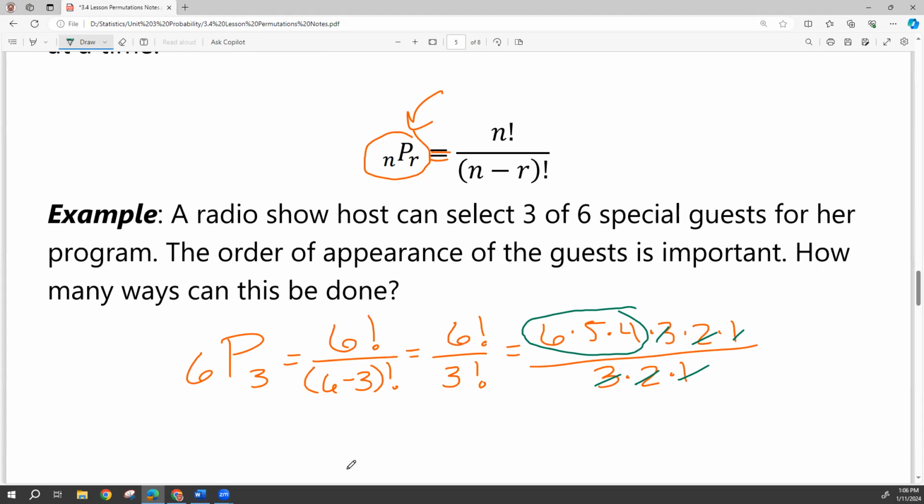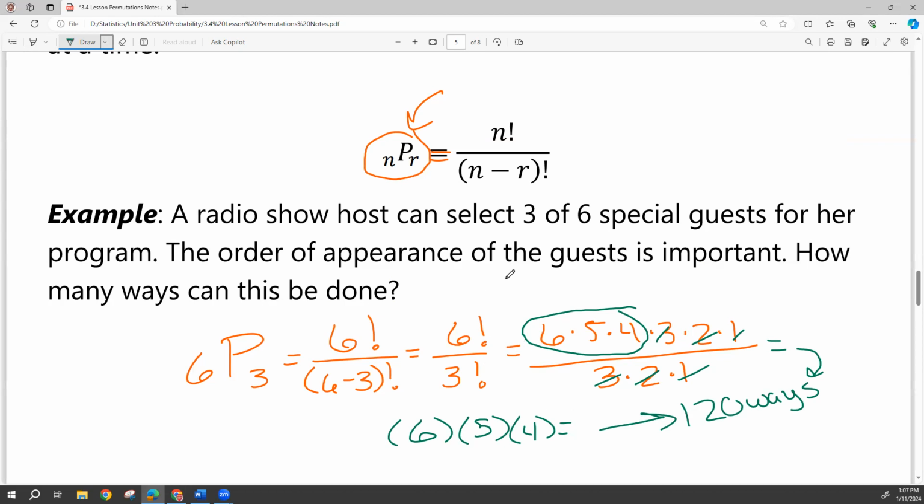That's kind of like saying for our first radio guest, we have 6 options. For our second radio guest, we have 5 options left. And then for our third radio guest, we have 4 options left. So 2 ways to think about this that will get us to the same answer. There are 120 ways to put 3 of these 6 guests in an order to appear on our show.